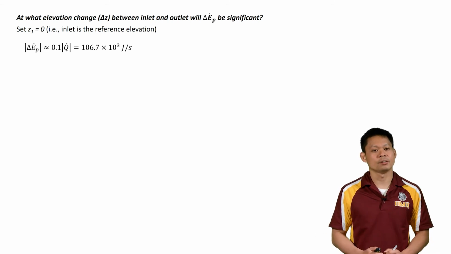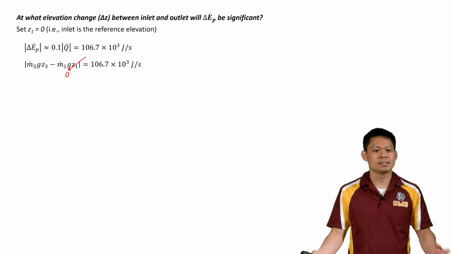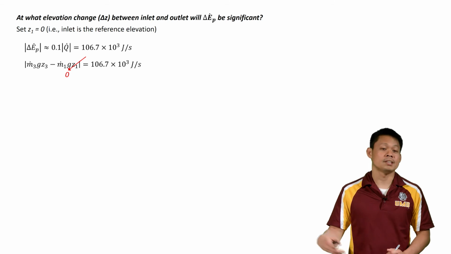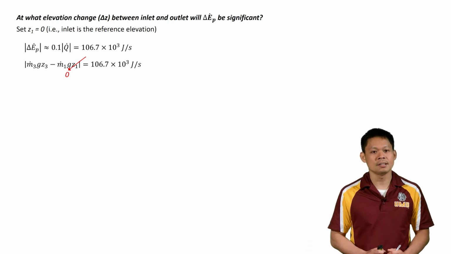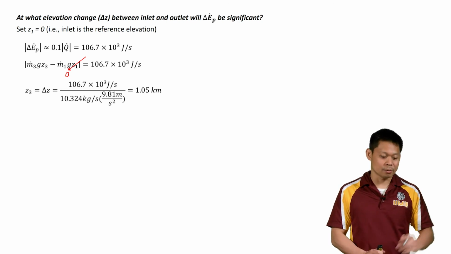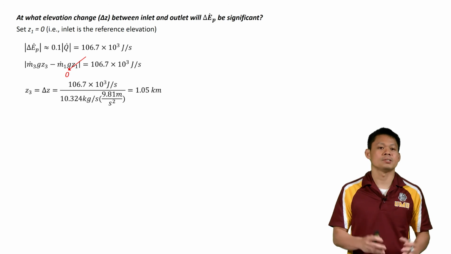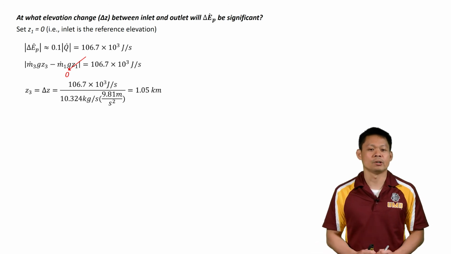So that's the same value down there. Expand out our change in potential energy: it is the mgz of the outlet minus the mgz of the inlet. We have set the inlet to be 0, so that's easy. With that, we can calculate our Z3, which is our delta Z. And we see that between our inlet and outlet pipes, it has to be 1.05 kilometers for our change in potential energy to be 10% of what we calculated for our Q term.